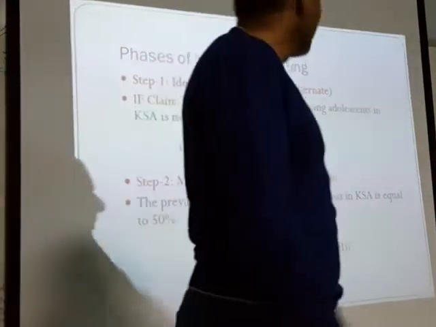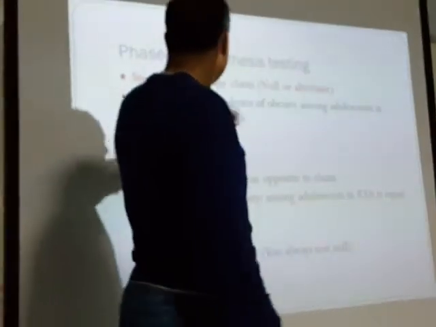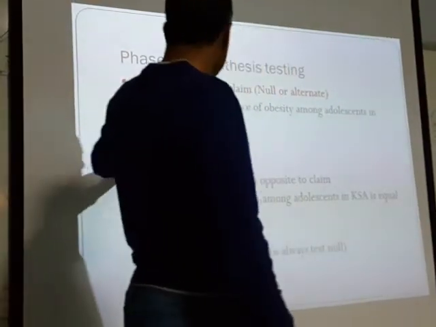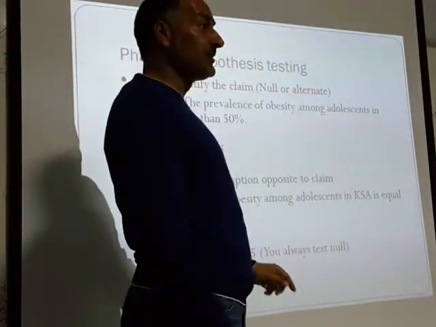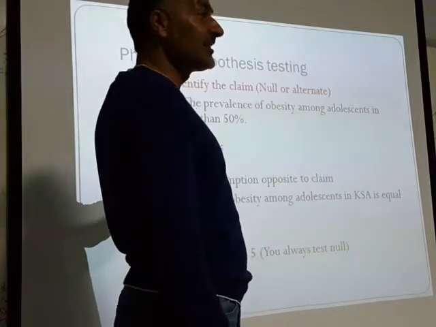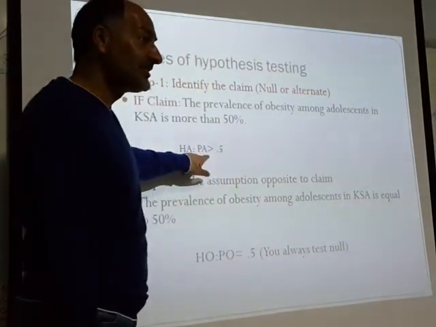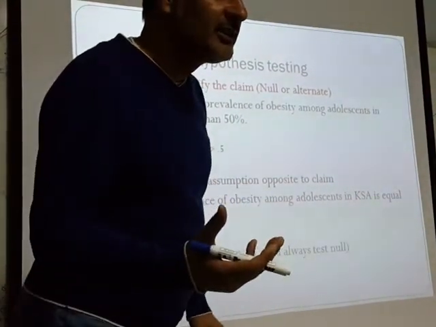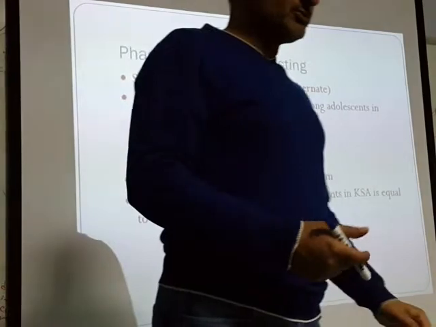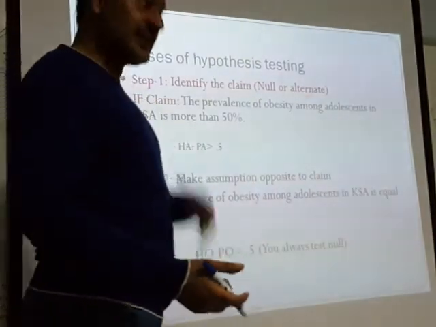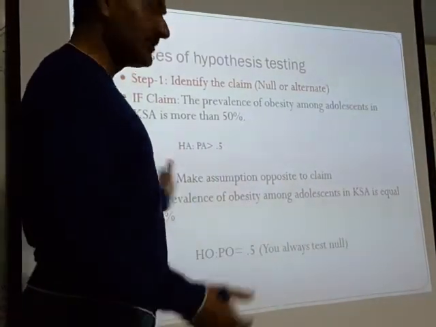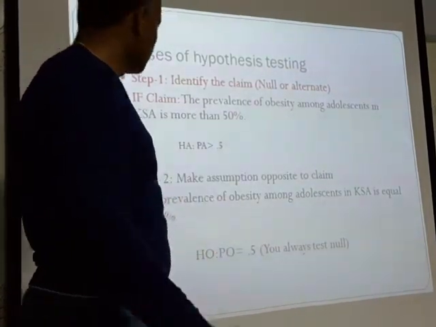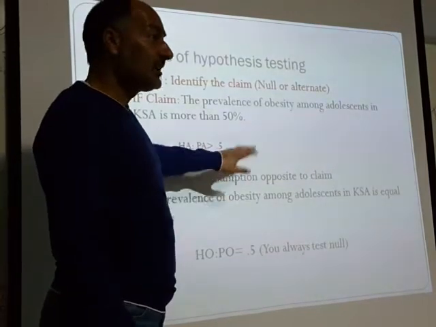The first step was to identify the claim. For example, if the claim is that the prevalence of obesity among adolescents is more than 50%, when I say more, it means an alternate hypothesis. And what is the direction of the test? More, so right tail. You don't remember tails, no? Yes, right tail. If it is less, it will be on the left side. If it is not equal to, it is a two-tailed test.